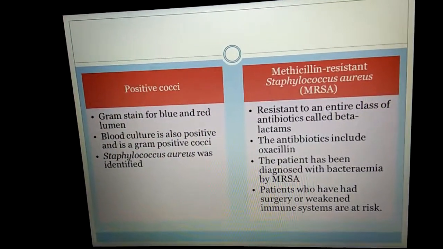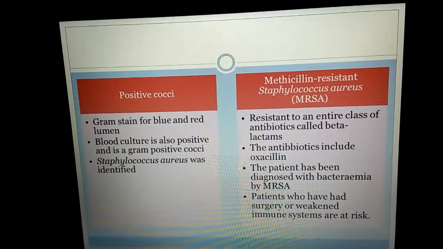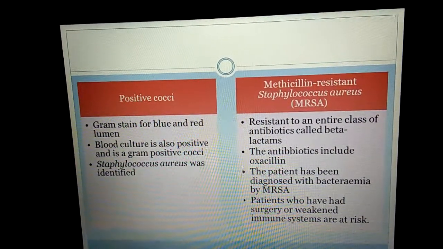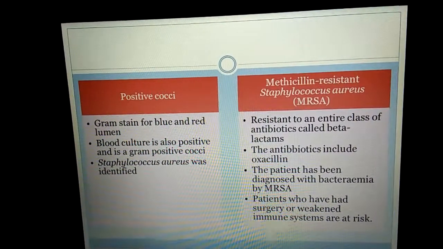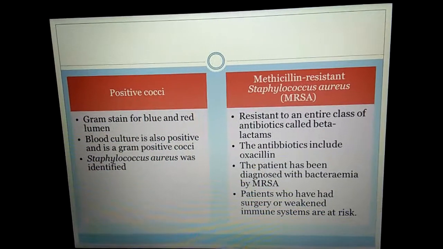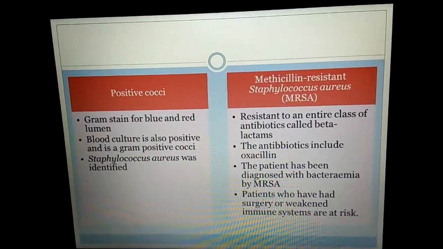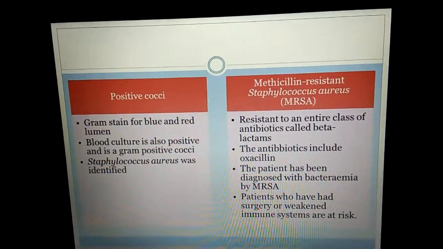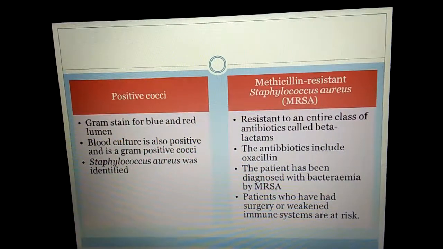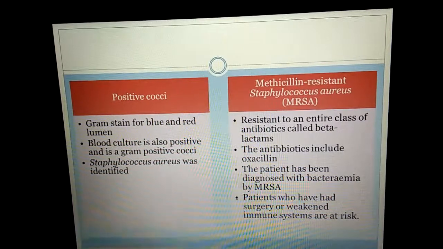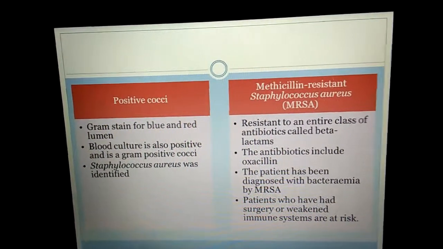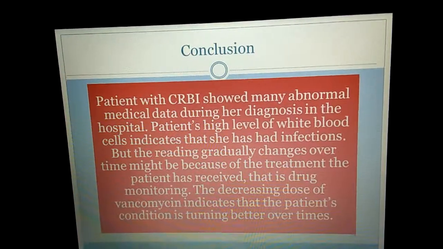Gram stain shows gram-positive cocci in blue and red lumen. The blood culture is also positive and shows gram-positive cocci. Staphylococcus aureus was identified. Methicillin-resistant Staphylococcus aureus (MRSA) is resistant to an entire class of antibiotics called beta-lactams. The antibiotics include oxacillin. The patient has been diagnosed with bacteremia by MRSA. Patients who have had surgery or a weakened immune system are at risk.